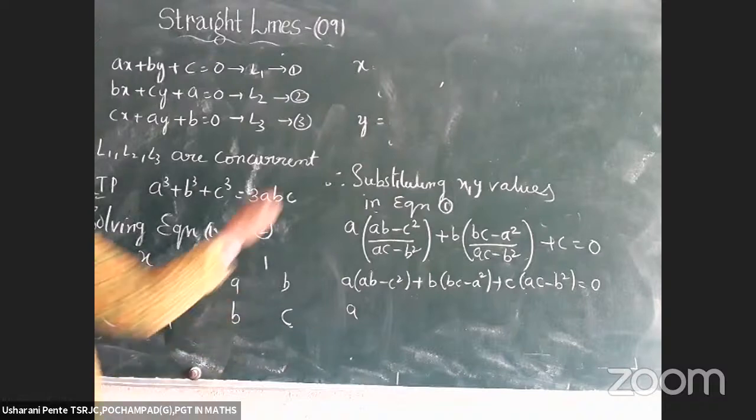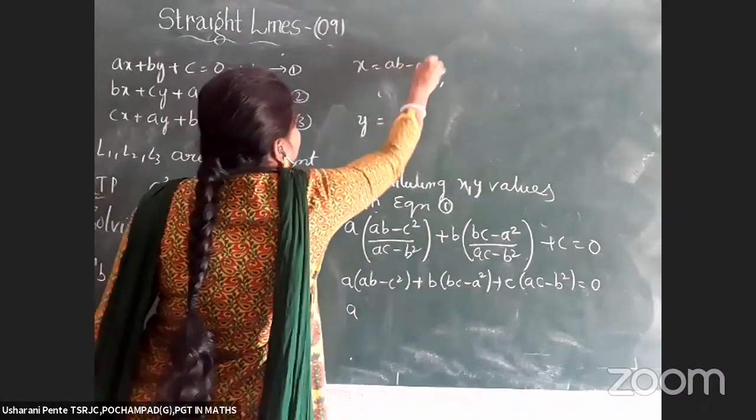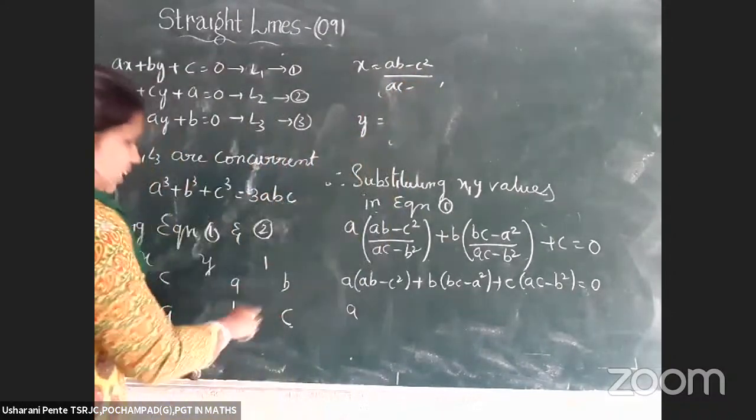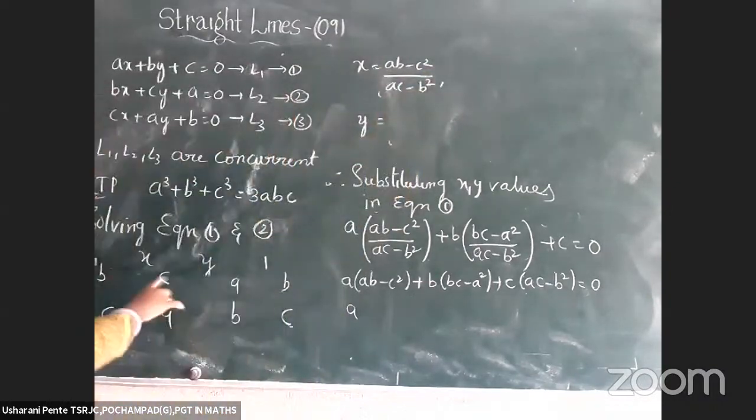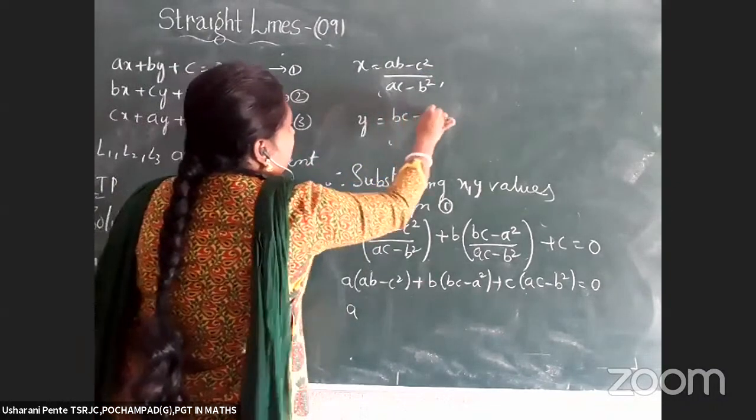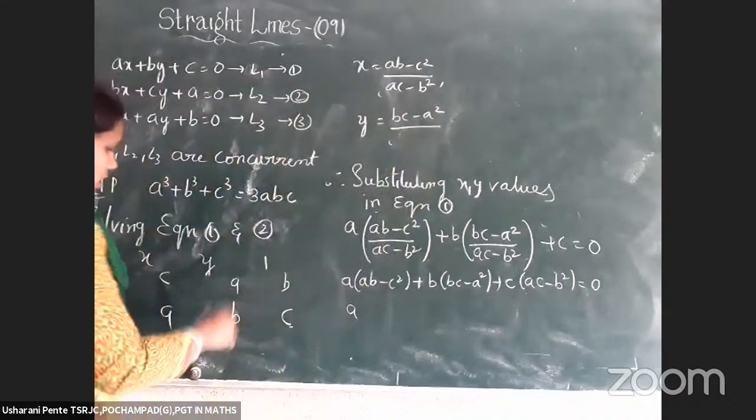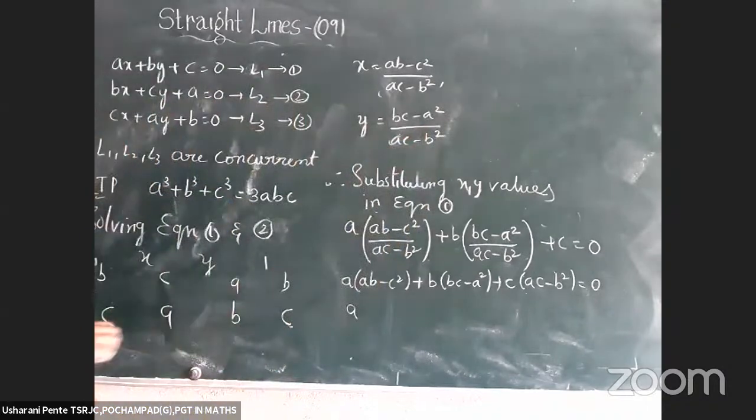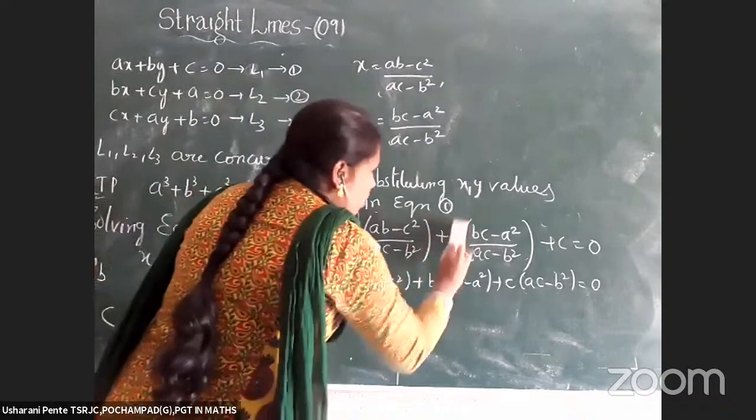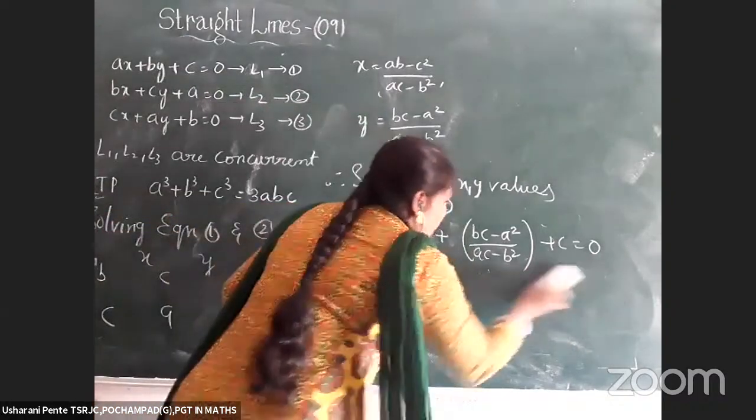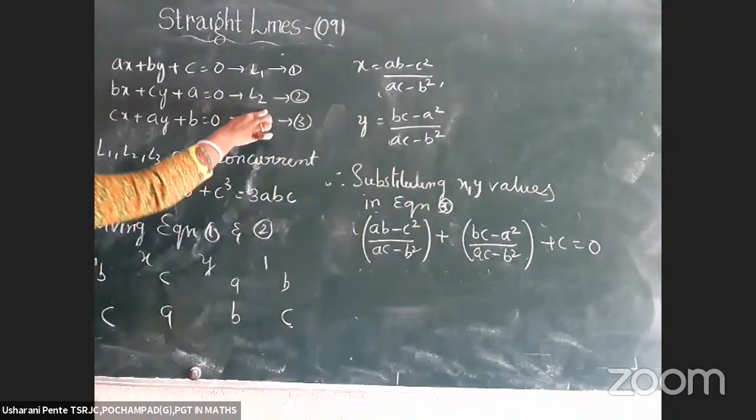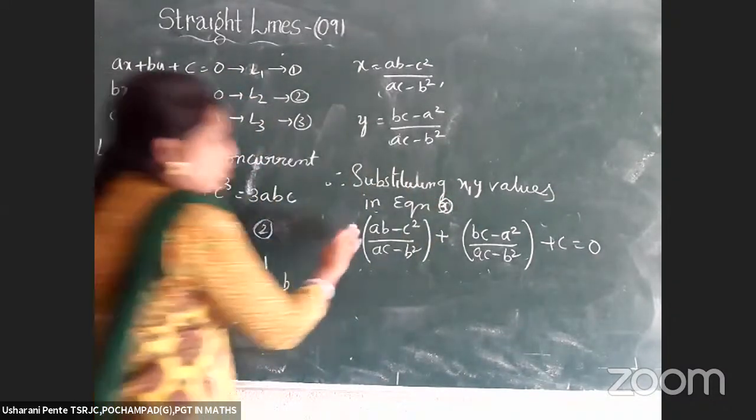So x is equal to (AB minus C square) by (AC minus B square), and y is equal to (BC minus A square) by (AC minus B square). We are substituting that in equation 3, not in equation 1. We have solved equation 1 and 2 and we need to substitute that value in equation 3.